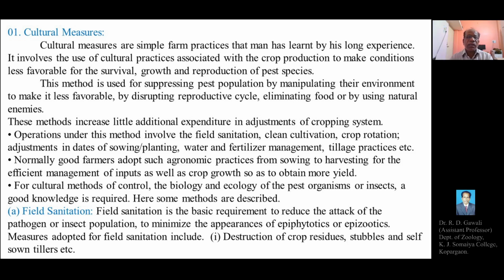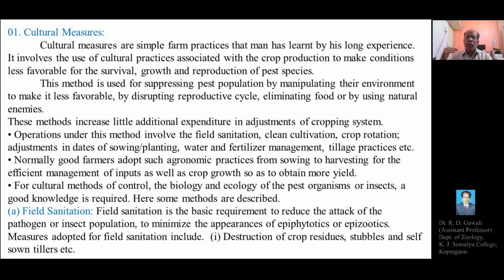Here, some methods are described under the heading of cultural control measures. The first one is field sanitation. So, first we'll explain what field sanitation is. Field sanitation is the basic requirement to reduce the attack of the pathogen or insect population, or to minimize the appearance of epiphytotics or epizootics.